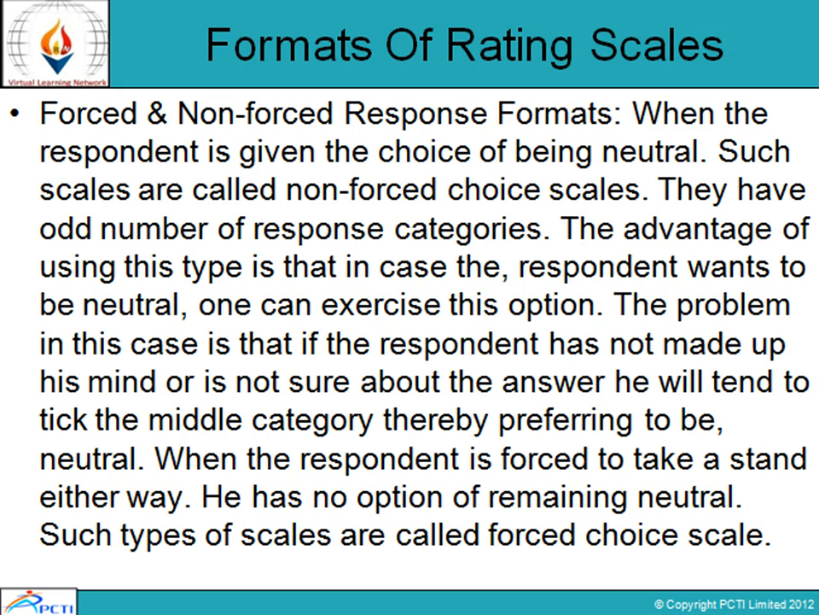So there is an option where the respondent is forced to take a chance. So he has no option of remaining neutral. These are the types of scales which are referred to as forced choice scales.